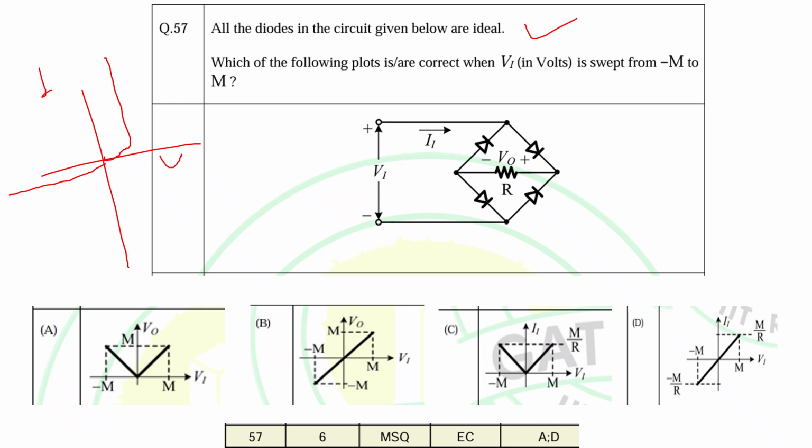So ideal characteristic. Okay, so which of the following plots is correct when V1 is swept from minus M to M? So V1 is swept from minus M to M. Minus M to M means, suppose, minus 5 volt to plus 5 volt. That is called swept, from a particular voltage or current, anything you can consider here, right? So let's consider as per the option.